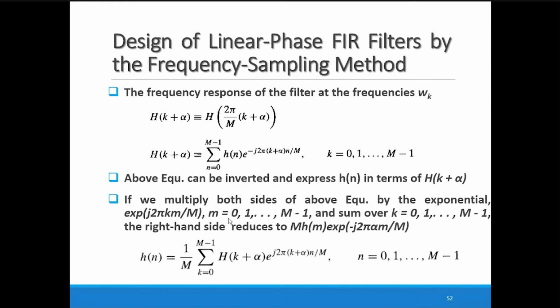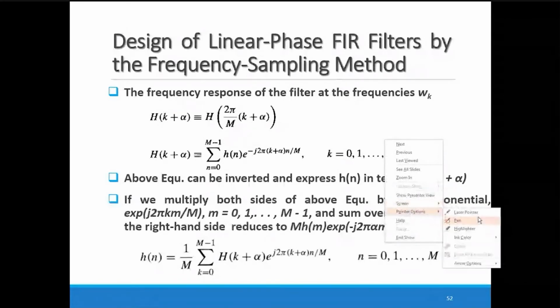And here the equation is written in terms of DFT. H of k plus alpha is equal to summation n equal to 0 to m minus 1 of h of n e raised to minus j 2 pi k plus alpha n by m, where the values of k are from 0 to m minus 1. So the above equation can be inverted and expressed. This equation represents the DFT simply. If I invert that equation, I get the value of h of n.